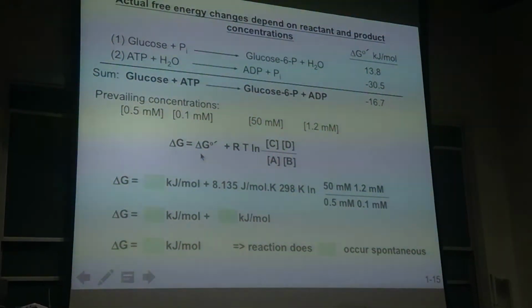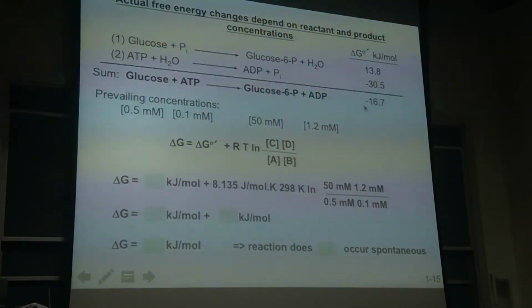The standard. Raise your hand, just because it's such a big class. Anyone? No, I have no one. Oh, yeah. Negative 16.7. Right.